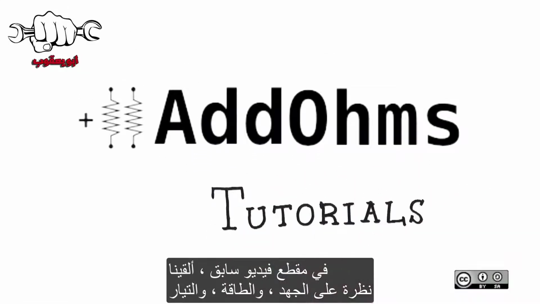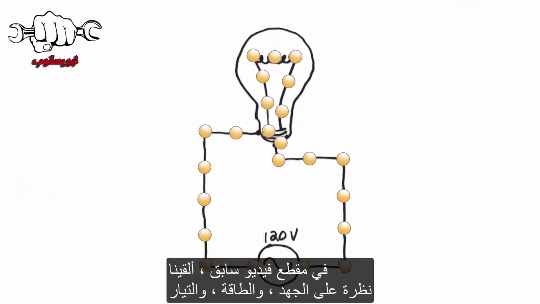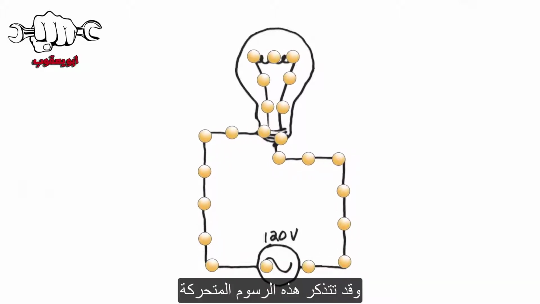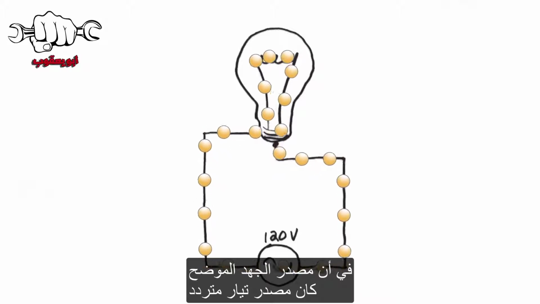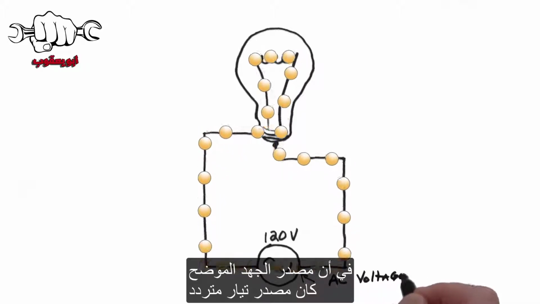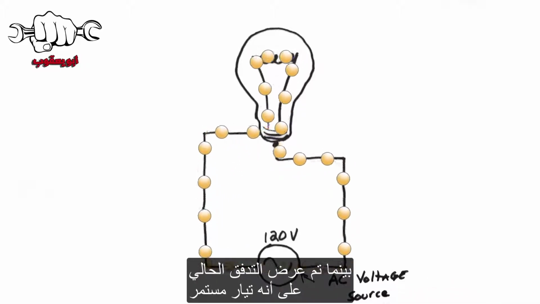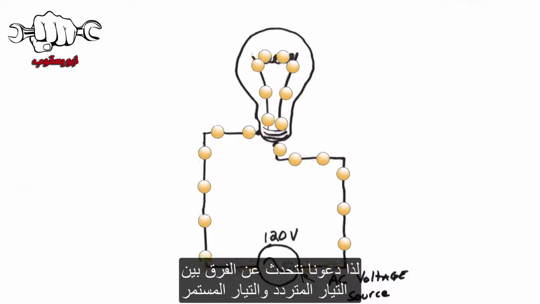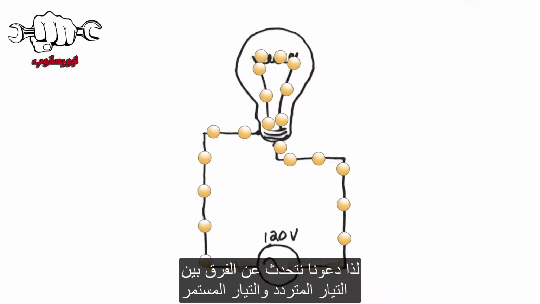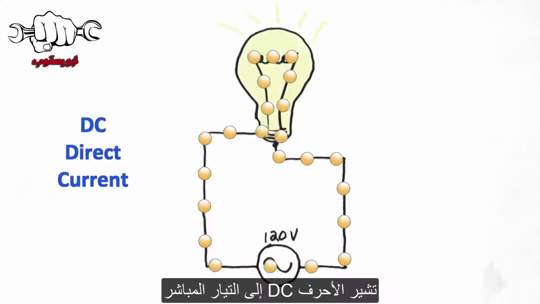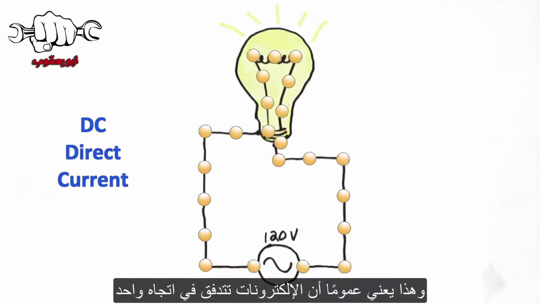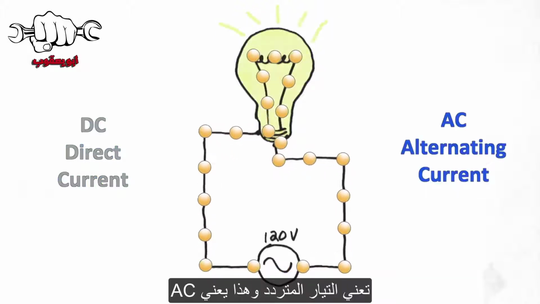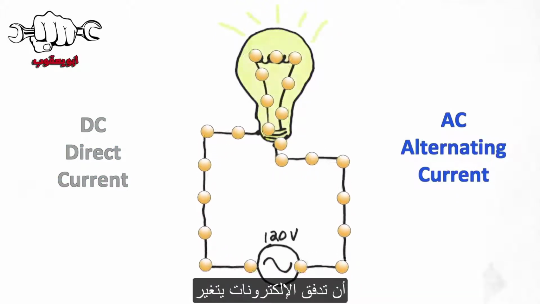On a previous Add-Ohms video, we looked at voltage, power, and current, and you might remember this animation. One problem with this animation is that the voltage source shown was an AC source, while the current flow was shown as DC. So let's talk about the difference between AC and DC. The letters DC stand for direct current, and it generally means the electrons flow in a single direction. AC stands for alternating current, and it means that the flow of electrons changes.